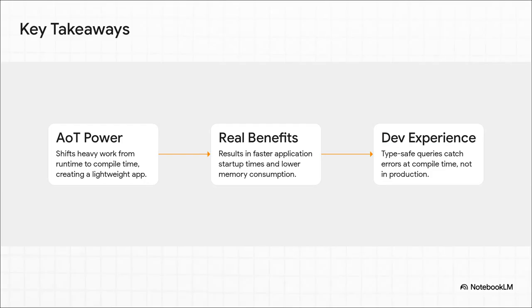So let's just quickly recap the big ideas here. First, Micronaut Data uses the power of ahead-of-time compilation to move all the heavy lifting from runtime to your build time. Second, that gives you real, tangible benefits. We're talking faster startup and way less memory usage. And finally, it just makes for a better developer experience, with type-safe queries that catch your bugs at compile time, not at 3 a.m. in production.